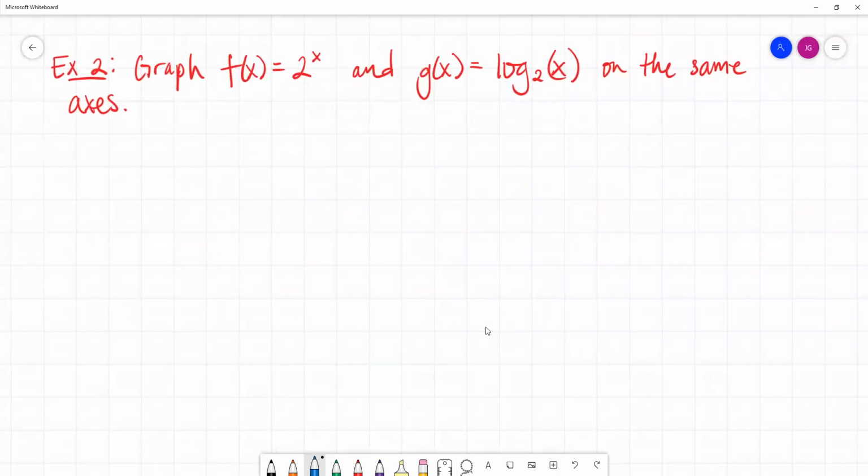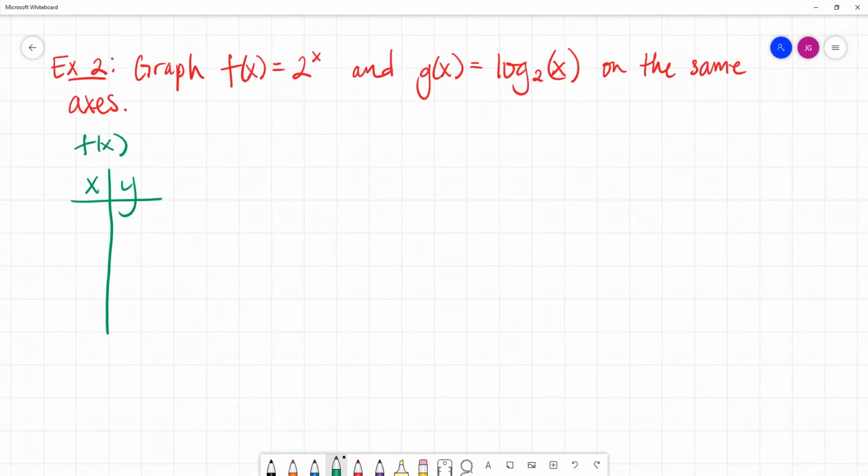Okay, so we're going to graph f of x equals 2 to the power of x and g of x equals log base 2 of x on the same axes. To do this, let's go ahead and do some tables. Let's set it up in a table. I'm going to start by doing my f of x. So I have my little x and y column here, and here's f of x, so my 2 to the power of x here.